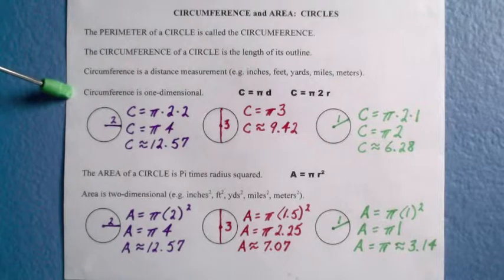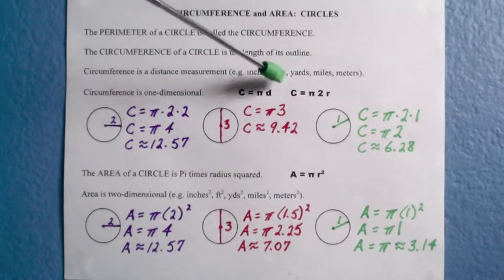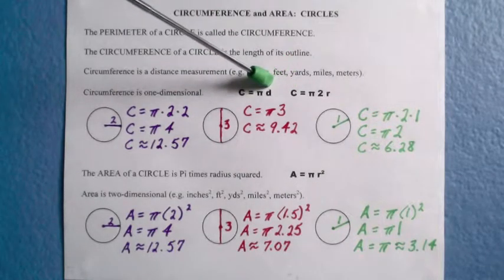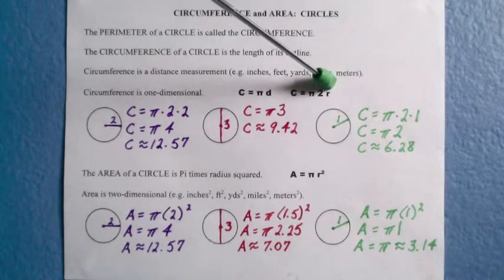Circumference is one-dimensional. The equation for circumference is C equals pi times d, or C equals pi times 2 times r. C is circumference, d is the diameter of the circle, r is the radius of the circle.